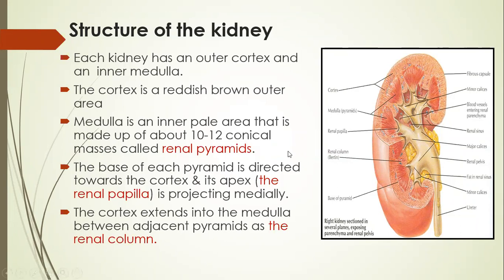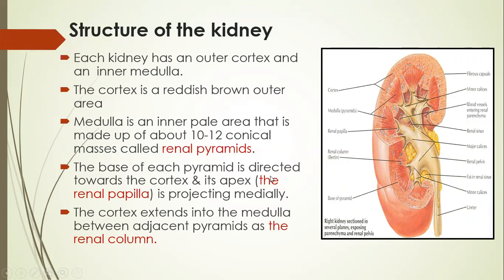The medulla is the inner area that is made up of 10 to 12 conical masses called renal pyramids. So in the medulla there will be 10 to 12 pyramid-like structures. These are called the renal pyramids with the apex directed towards the hilum. The base of each pyramid is directed towards the cortex. As you can see, this is the base of the pyramid, directed toward the cortex, and its apex toward the renal papillae. As I said, the apex will be directed towards this part. These are called renal papillae.